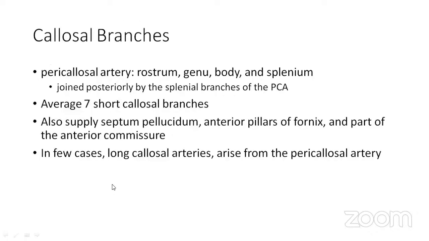Callosal branches. The pericallosal artery starts from the rostrum and supplies the rostrum, genu, body, and splenium, joined posteriorly by the splenial branches of the posterior cerebral artery. The short callosal branches also supply the septum pellucidum, anterior pillars of the fornix, and part of the anterior commissure. In few cases, there are long callosal arteries arising from the pericallosal arteries.